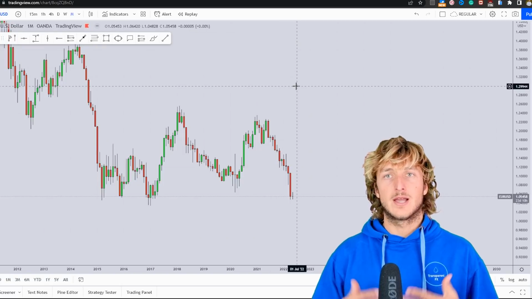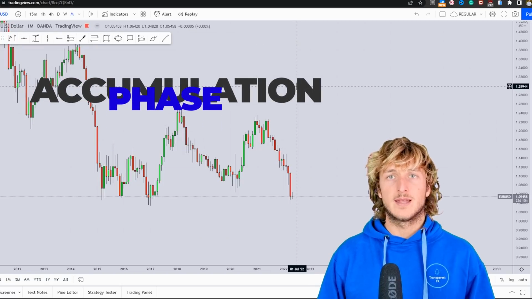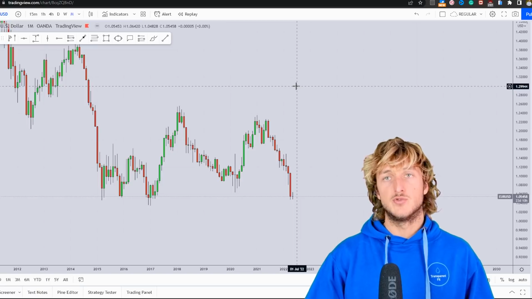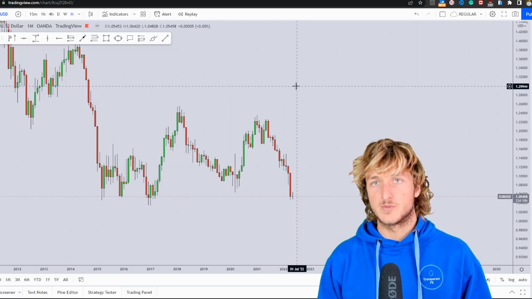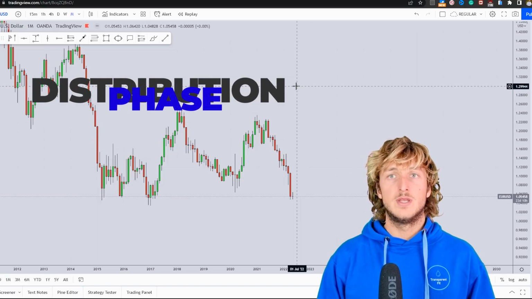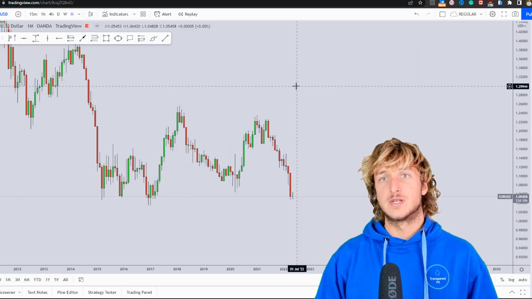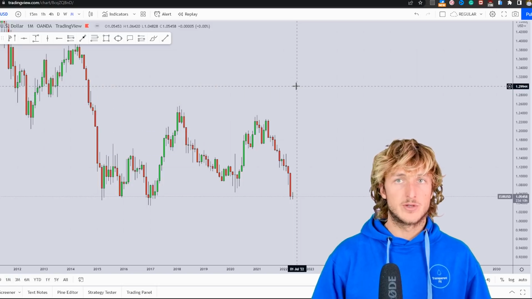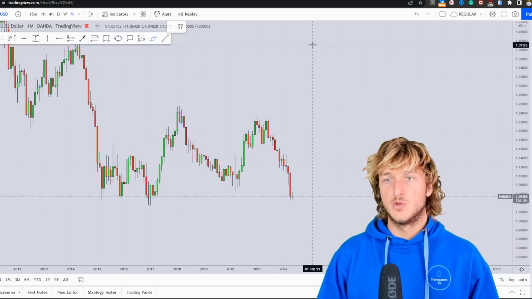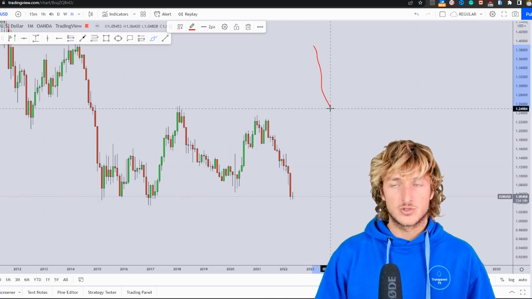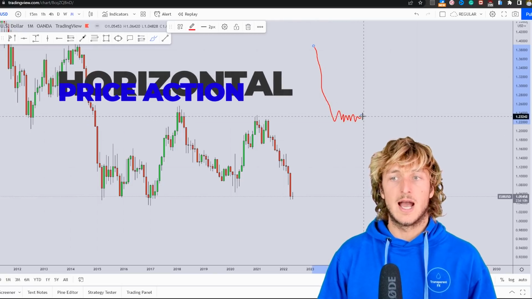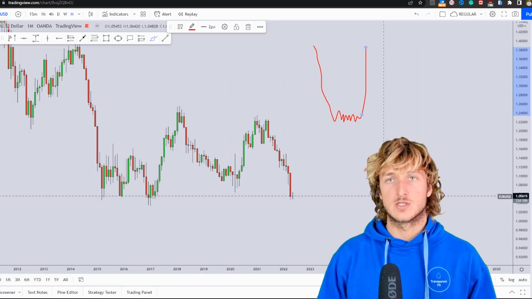When we speak about accumulation, usually we refer to the building up of long positions, so buy orders from an institutional perspective. When we refer to distribution, we are referring to the liquidation or selling of those buy orders from an institutional perspective. Usually when you have an accumulation, you will see the market, which is obviously in a bear trend, then create some horizontal price action, which is the accumulation, and then the market rejects to the upside.